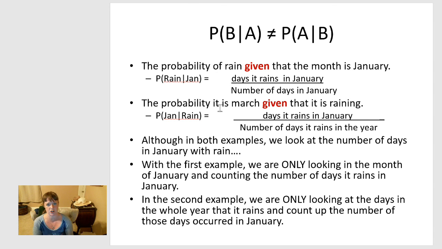But if I ask a different question, what is the probability of it being January if I assume that it's raining? Well, I'm going to be considering every rainy day throughout the entire year. Rainy days in February and March and April and all the rainy days of the year. And then when I only have those rainy days, I count up how many of them were in January. So in both cases, we're looking at rainy days in January. But in the first example, I'm only looking in January, and in the second example, I'm only looking at all the rainy days. So that's one example. I just want to caution you: the probability of B given A is not the same thing as the probability of A given B.